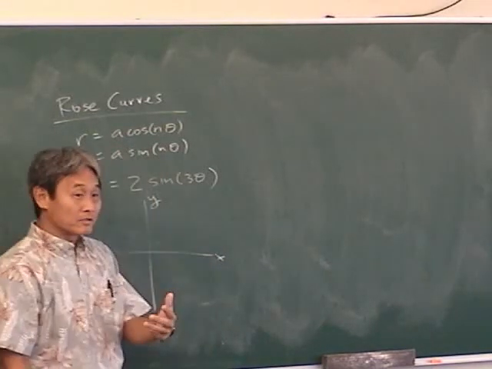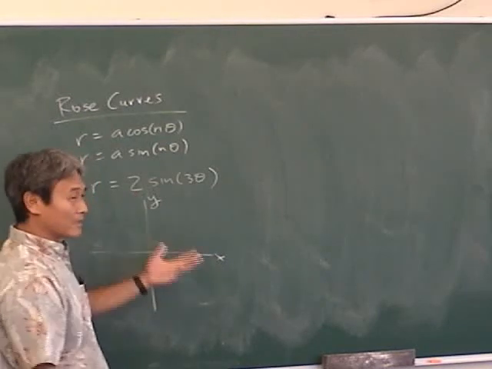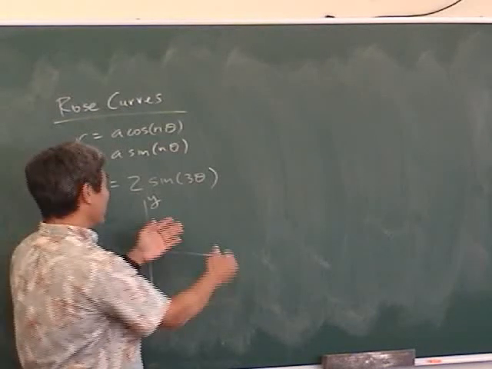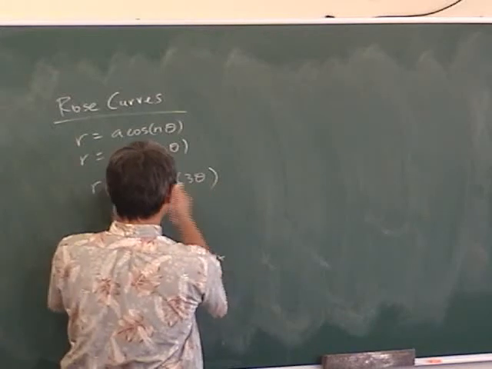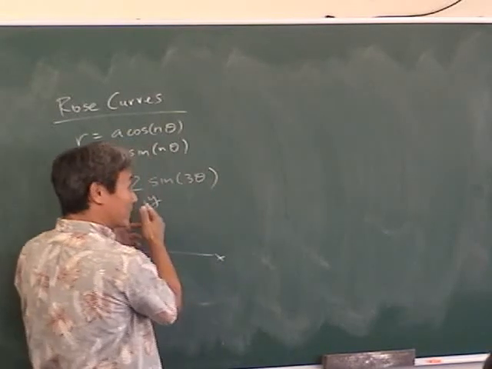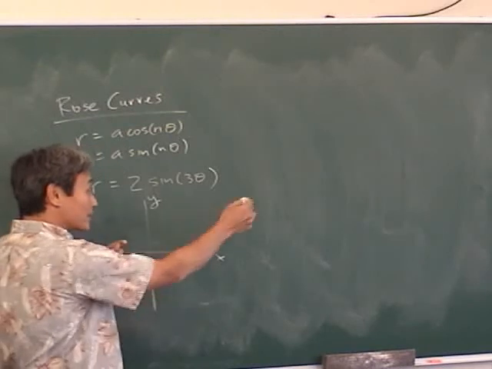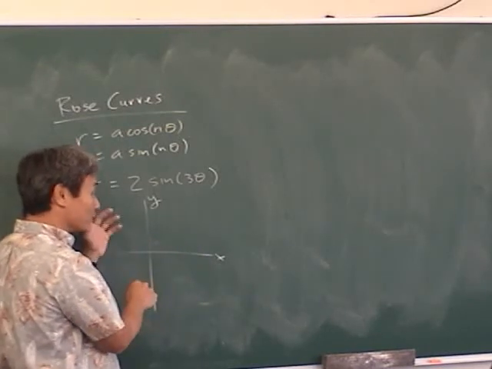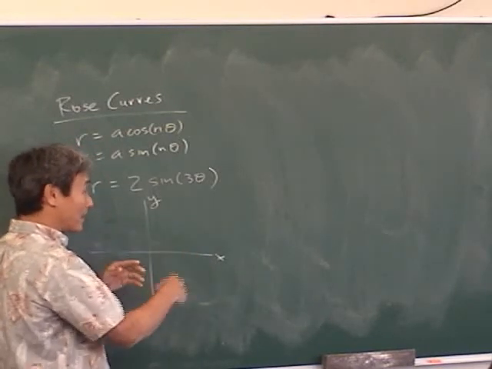There's 3 petals. What is the length of each petal? 2. That's this number here, because the biggest sine ever gets is 1. So 1 times 2 is 2. So the biggest r will ever be is 2. So that means the furthest away from the origin you will ever be is 2, which tells you that's the length of the petal, right?